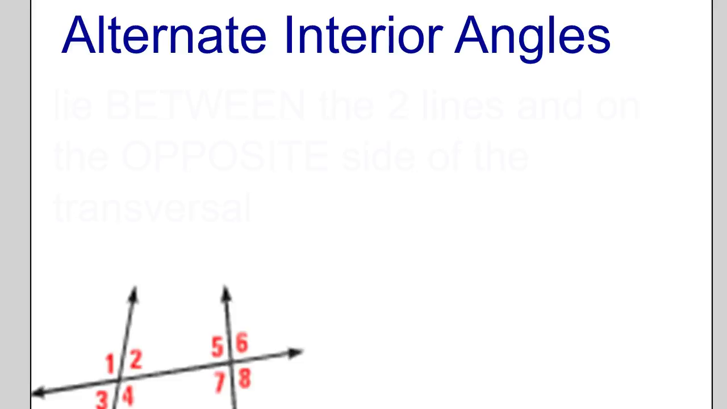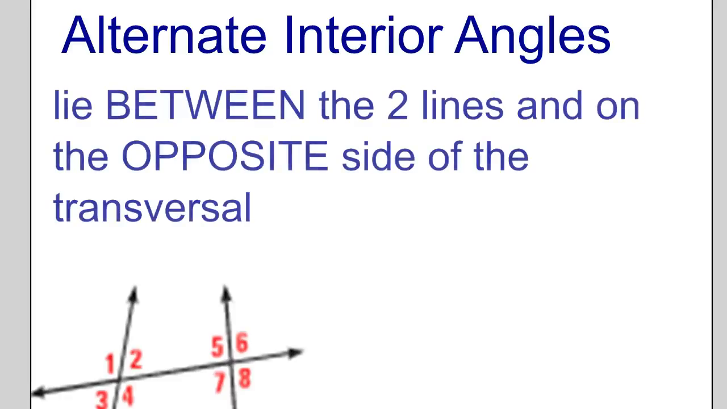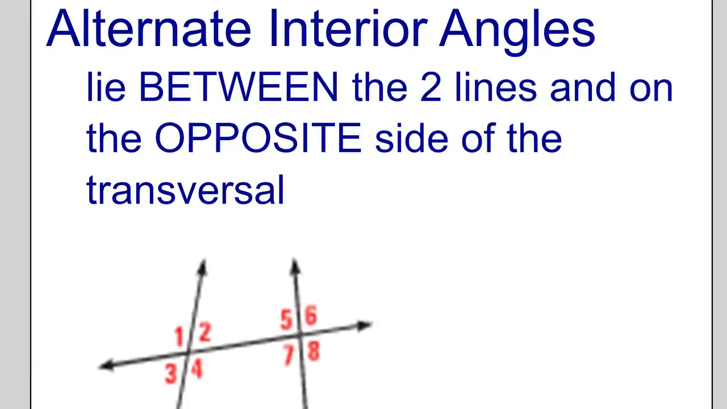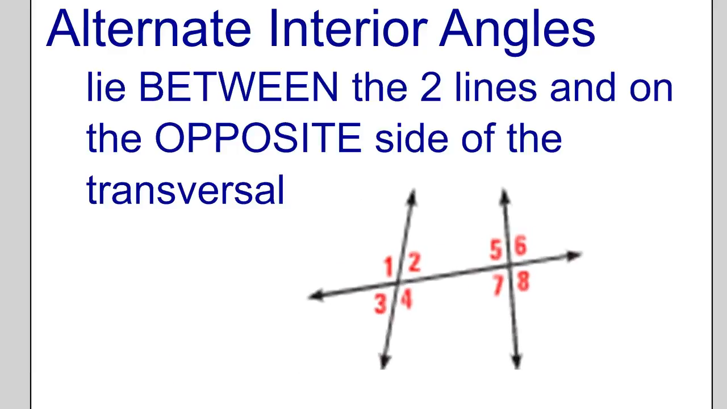Our next vocab word, our next angle pair relationship is alternate interior angles. Alternate interior. So go ahead and write that down. These angles lie between the two lines. They lie between the two lines on opposite sides of the transversal.